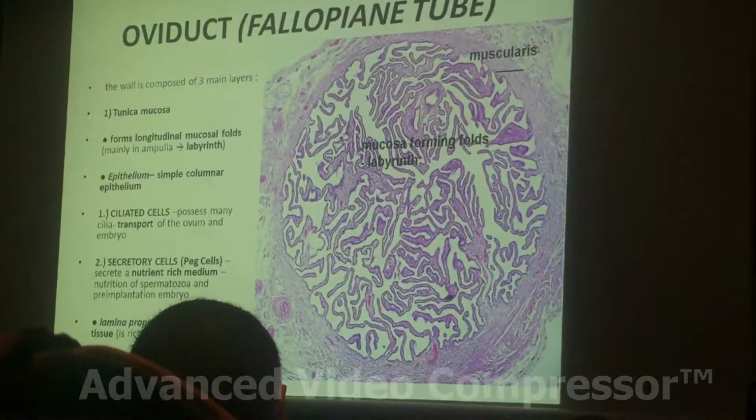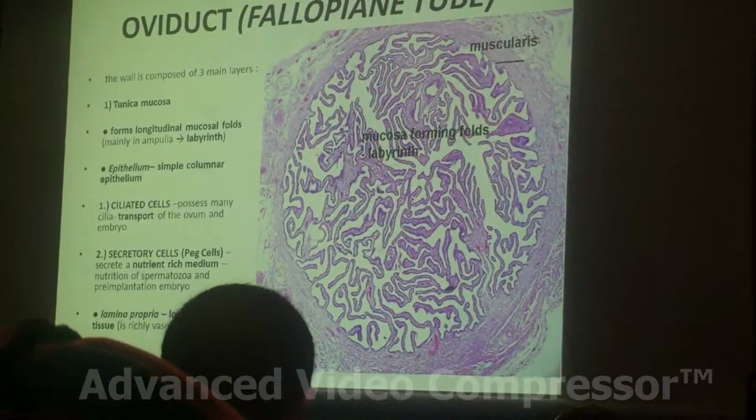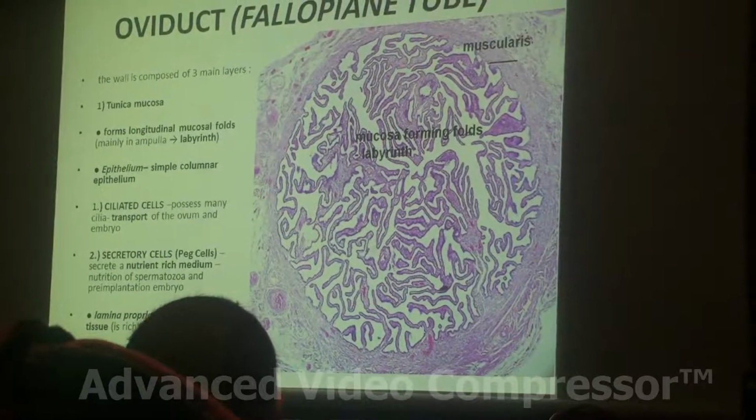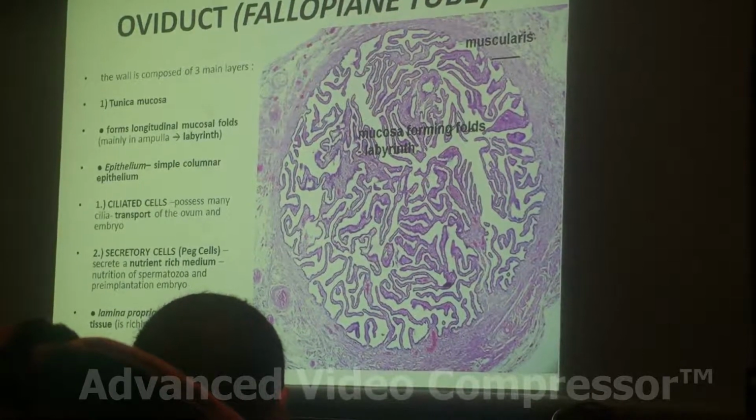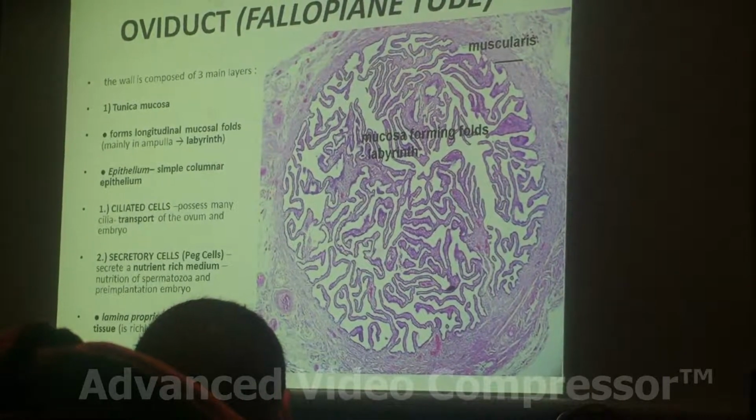Serosa or adventitia. Yes, serosa means peritoneal covering. Adventitia means connective tissue covering, with no peritoneum, attached to the surrounding organs.